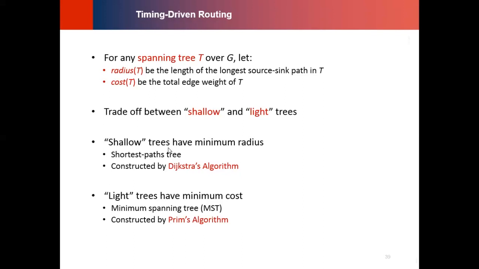So we will have a trade-off between shallow and light trees. If we minimize the radius, the cost will go up, and if we minimize the cost, the radius will go up. So these will be the two types of trees that we will be considering in timing driven routing.